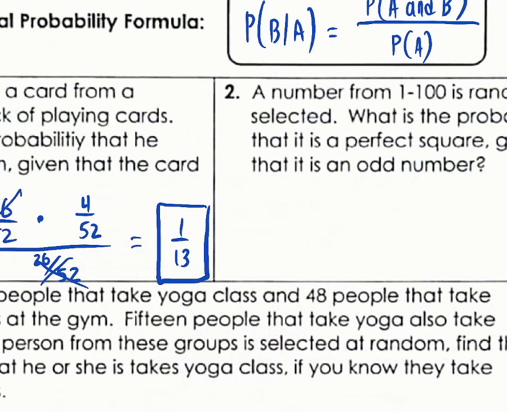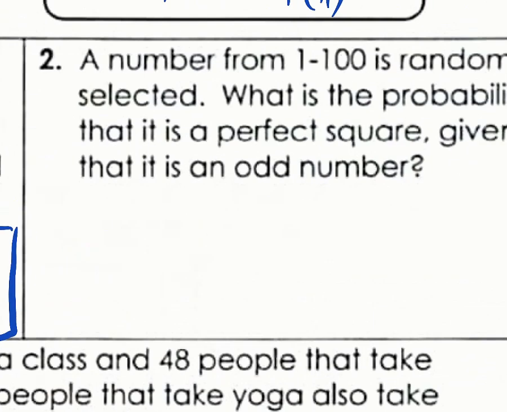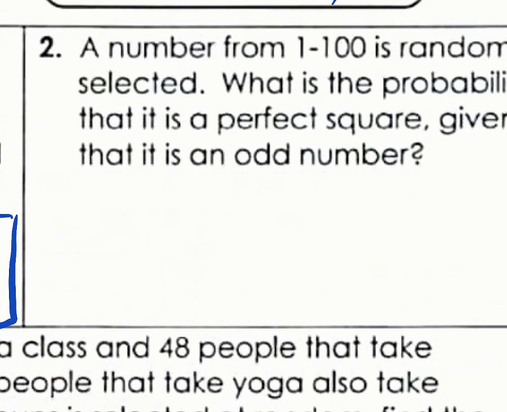Okay? So a number from 1 through 100 is randomly selected. So how many numbers are there, guys? 1 through 100. There's 100, right? So it says, what is the probability that it is a perfect square given that it is odd? Okay? Given that it's odd. So we're trying to find the probability, guys, of finding a perfect square. Perfect square, I'll put PS. Given that it's odd, so I'll put O.